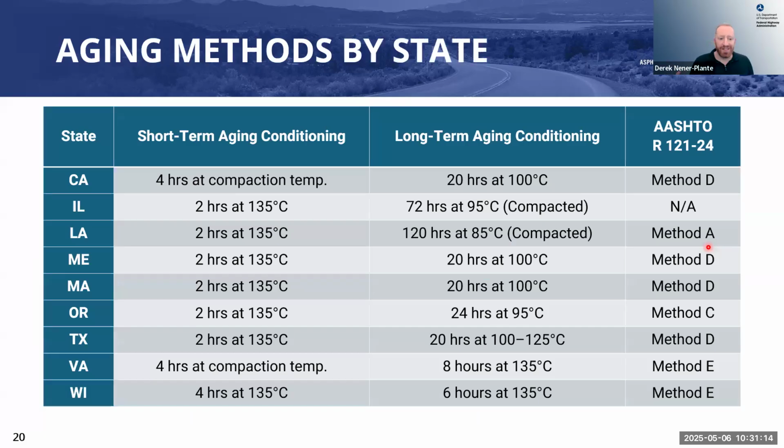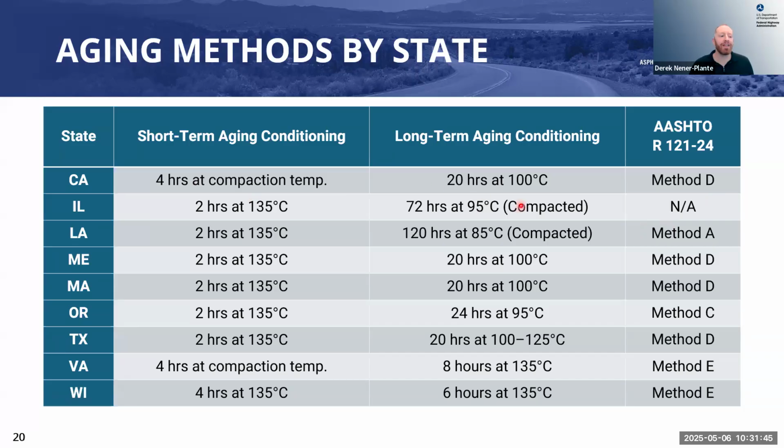This is a table of examples of states and what they have either been using or they're leaning towards in some cases for an aging procedure. So you're seeing, number one, a lot of variety. Anywhere from one that is not even listed in AASHTO R 21, the state of Illinois that has had BMD implemented for years now. In the lab, you're using 2 hours at 135C for their short-term aging condition. Again, think laboratory-produced material.